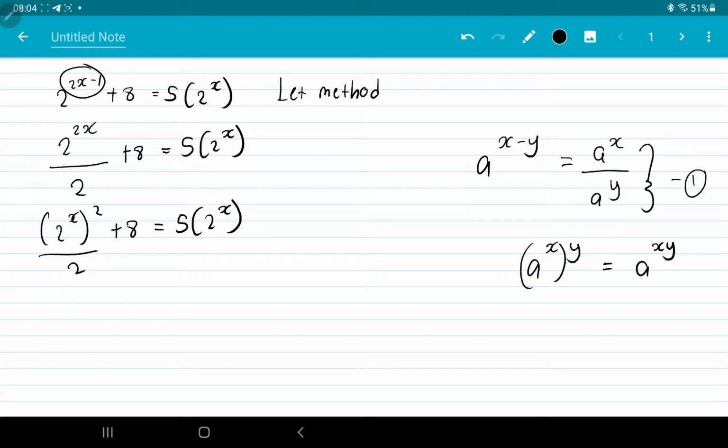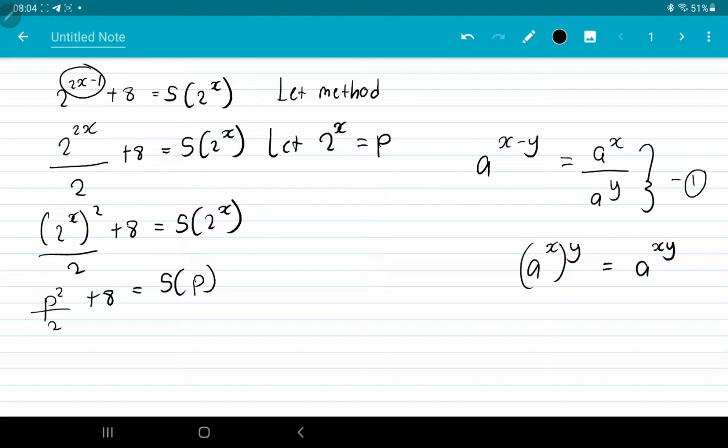Now, we have already created a term which we can use the let method. So let's say that 2 to the power of x should be p. Now, every term which is 2 to the power of x will be replaced as p. So now we see that p to the power of 2 over 2 plus 8 is equal to 5 times p.